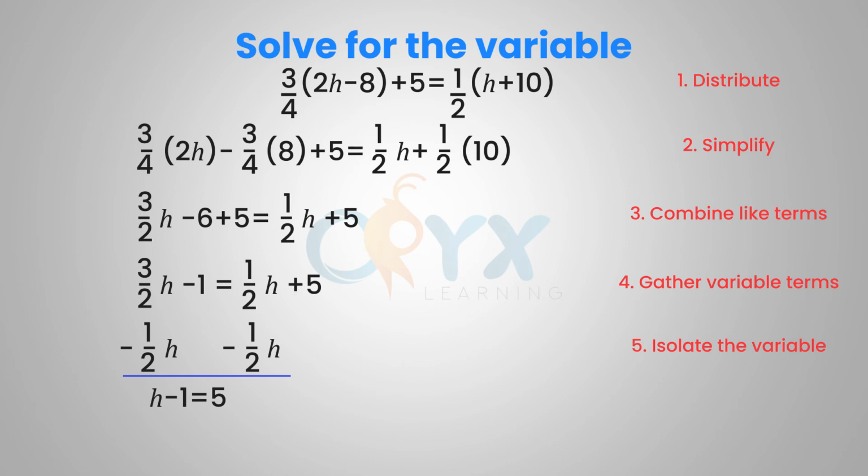Now we need to isolate the variable. The inverse of subtraction is addition, so I'll add 1 to both sides of the equation, giving me my answer, h equals 6.